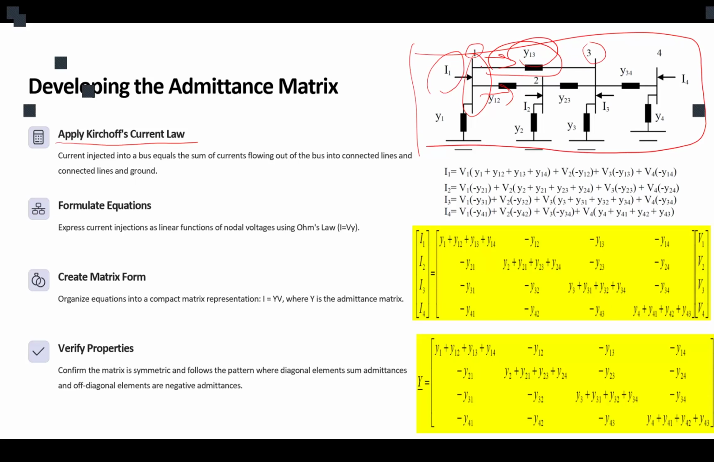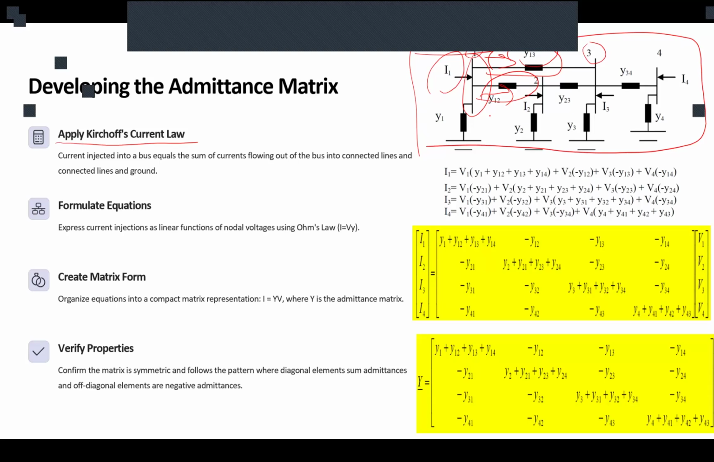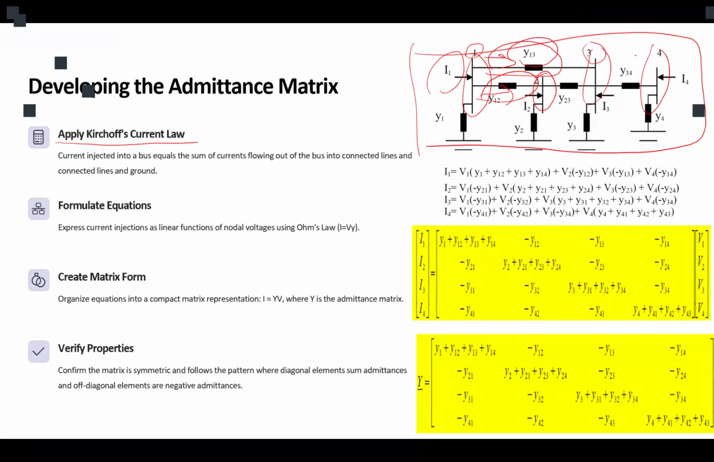Okay, now same goes here. We do the KCL for bus 2 and find the current, then KCL for bus 3 and bus 4. Now we reorganize all those voltage times impedance or admittance terms, so we can factorize each admittance from those values. Make sense? Is that clear?